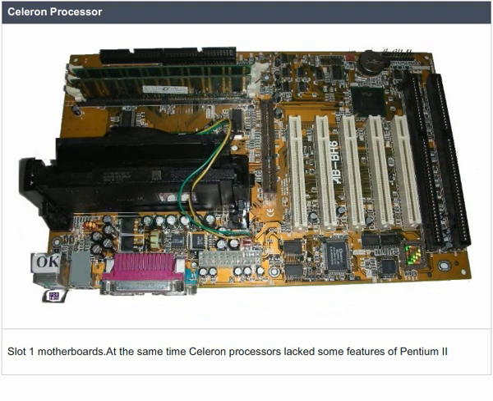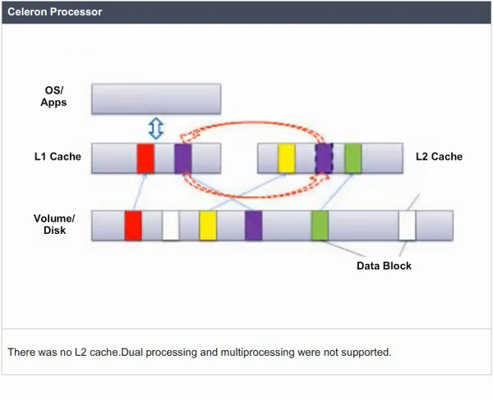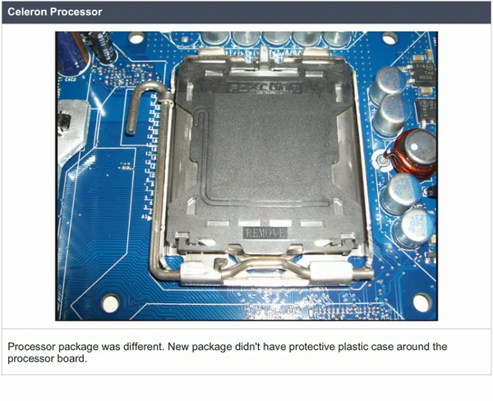At the same time, Celeron processors lacked some features of Pentium 2. There was no L2 cache. Dual processing and multiprocessing were not supported. The processor package was different. The new package didn't have a protective plastic case around the processor.